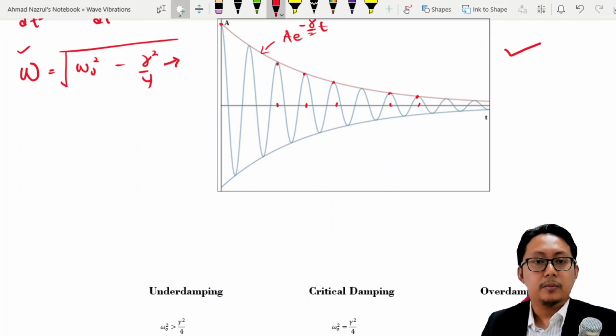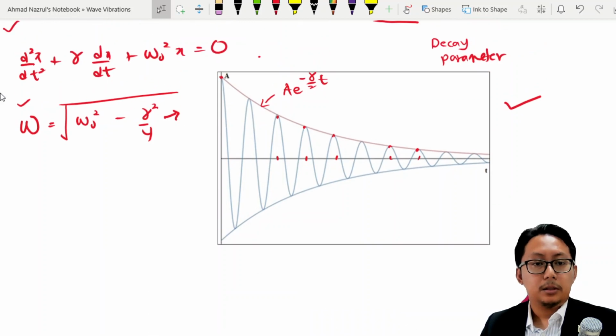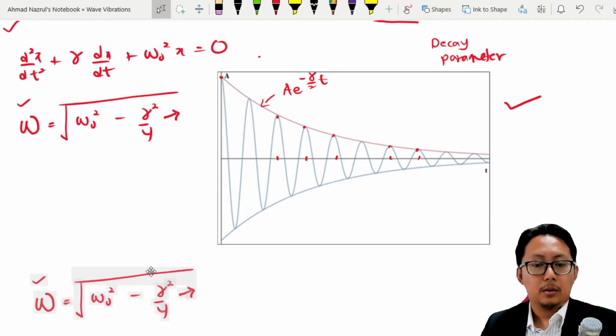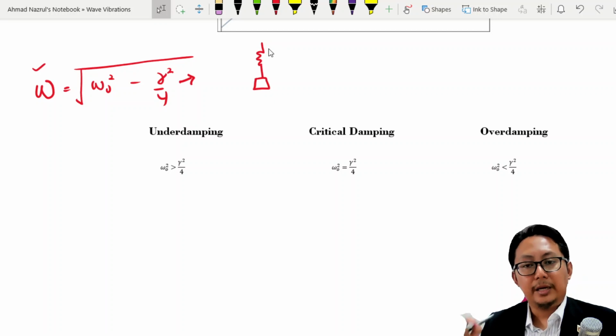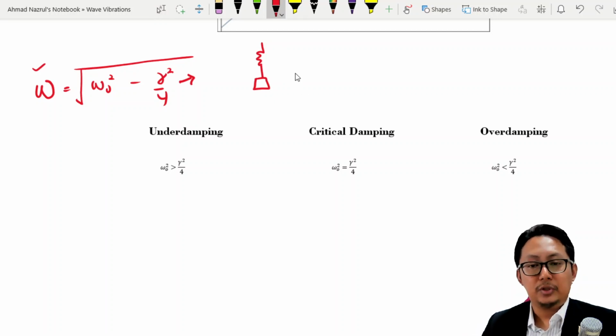So I think I need to bring this here. When underdamping, what we discussed before, this is underdamping. So what happens when gamma is very small? The system will oscillate, which is the mass spring system, will keep oscillating, but it will decay until a certain time and will stop.